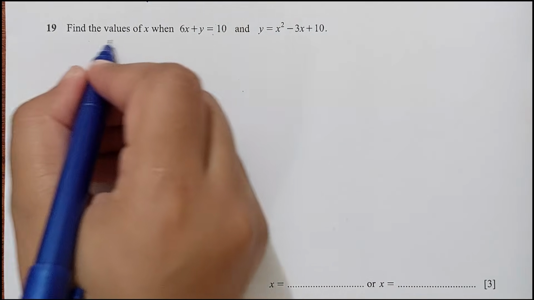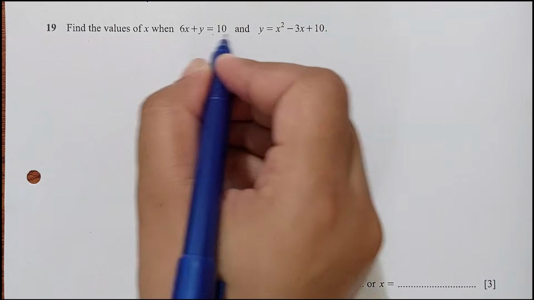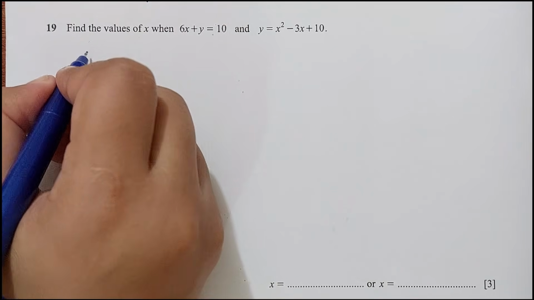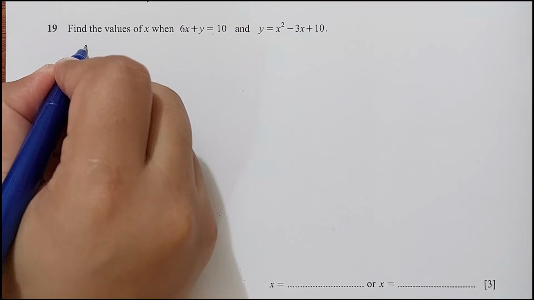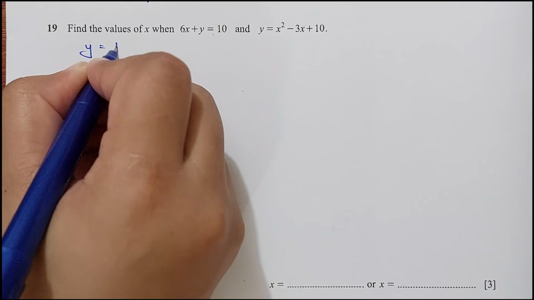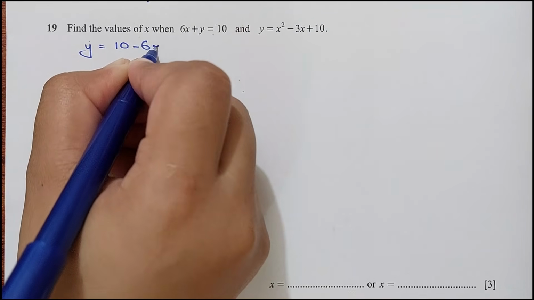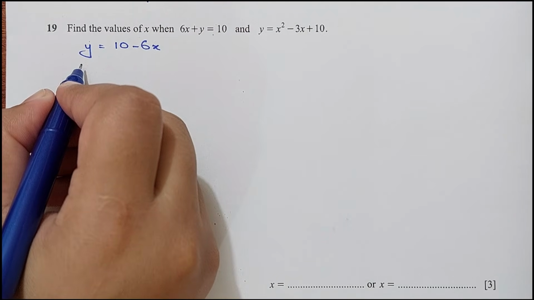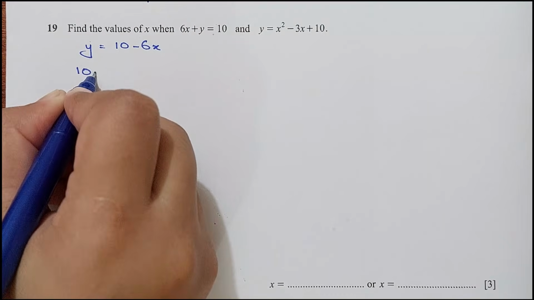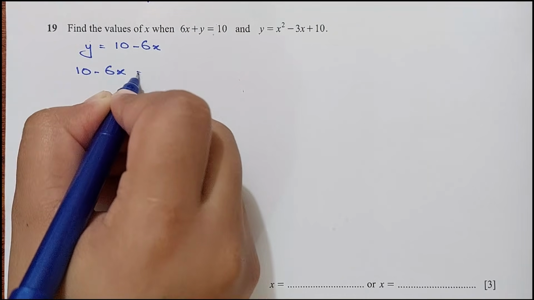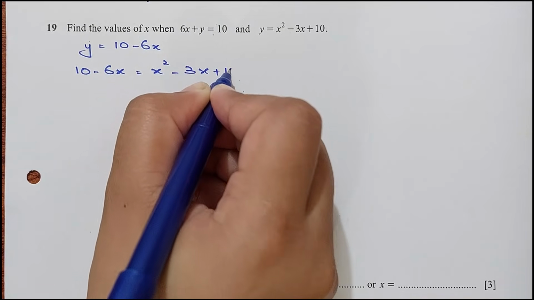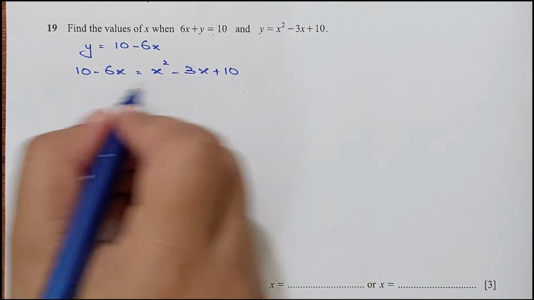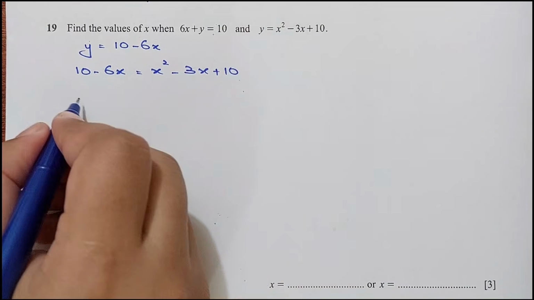Number 19, find the value of x when we have a linear and quadratic system, right? So from the second equation we have y. Let me solve y from this first. Y equals 10 minus 6x. And in this equation, let me substitute the y value, which is 10 minus 6x, equals x square minus 3x plus 10, right? Now let me make it quadratic, shifting all the terms to the right side.